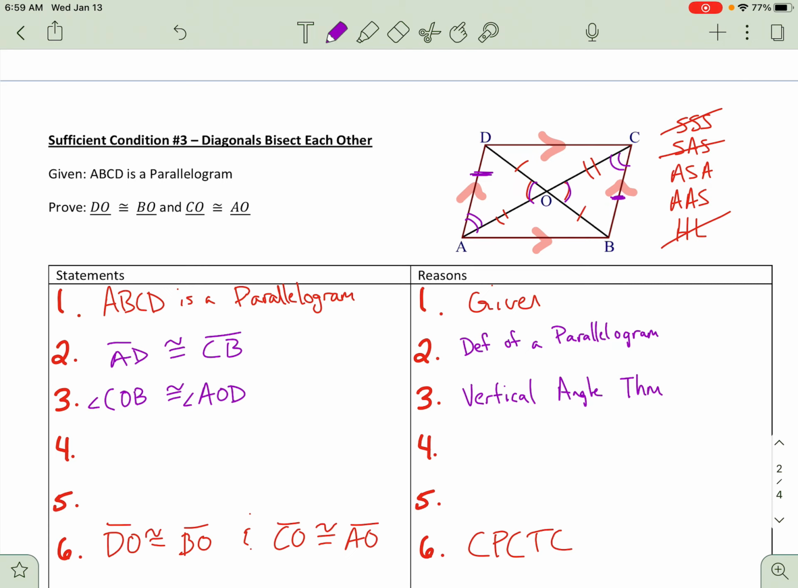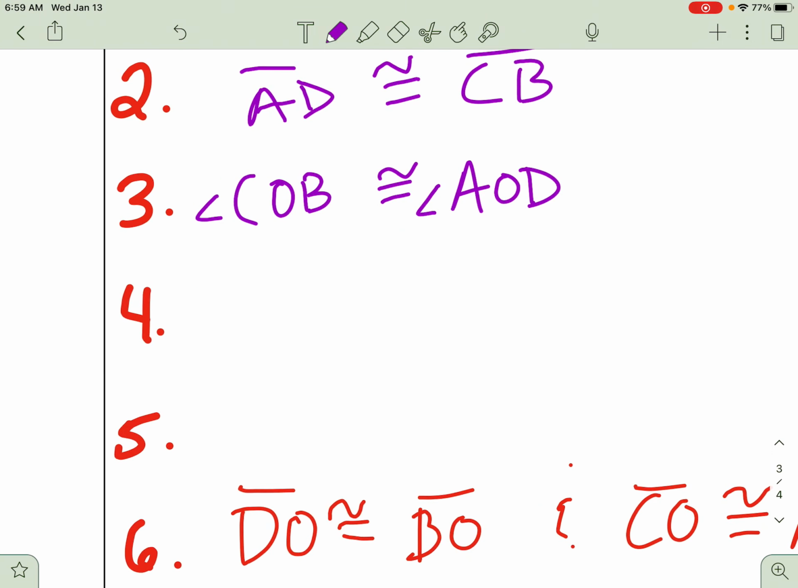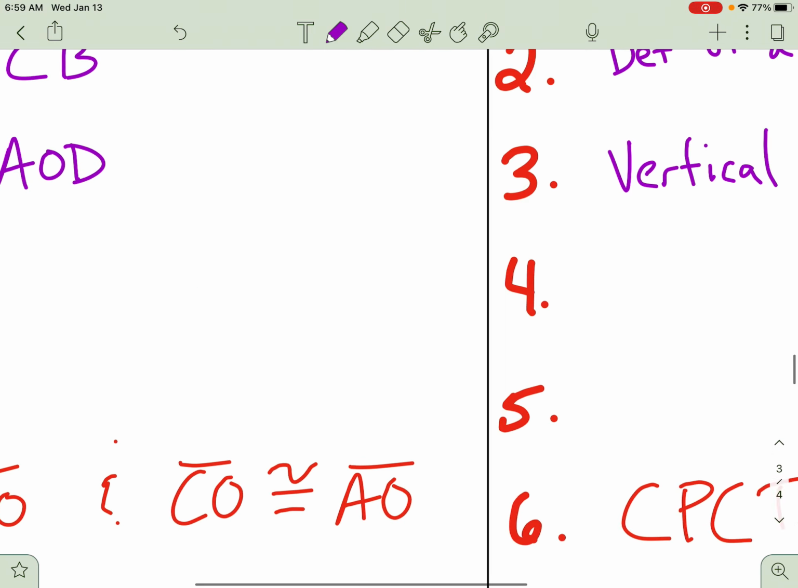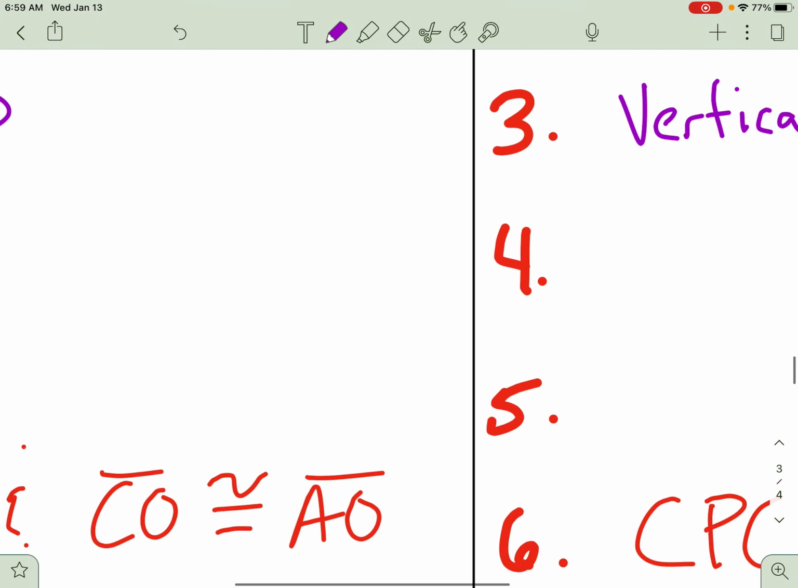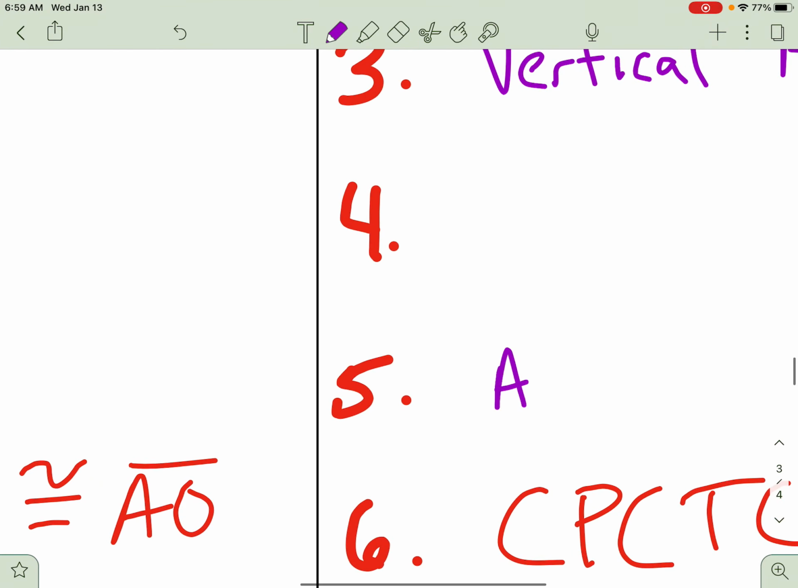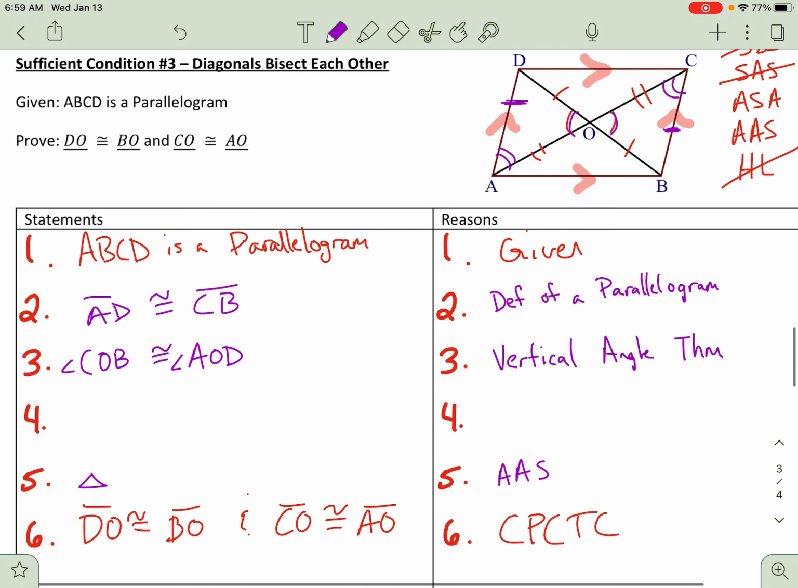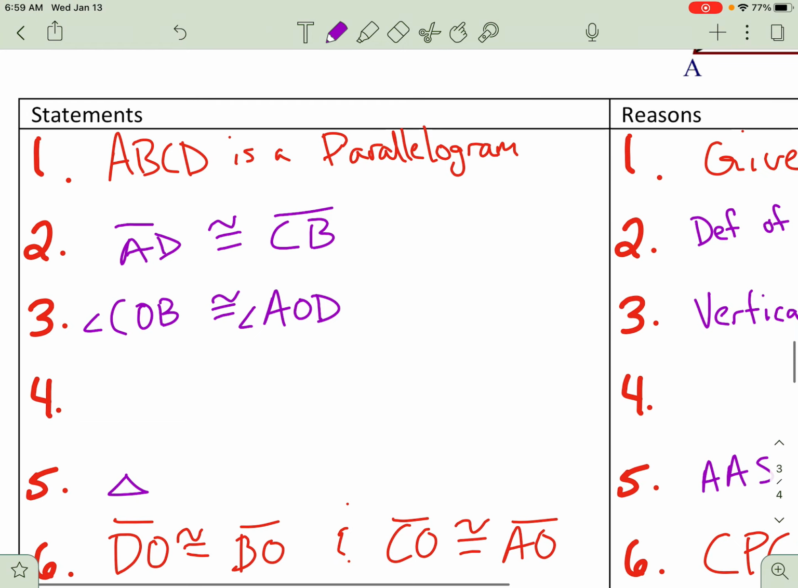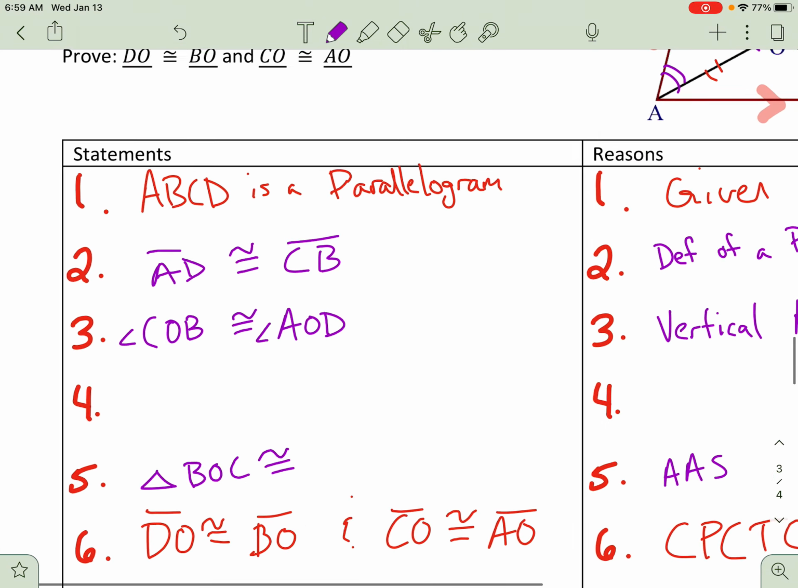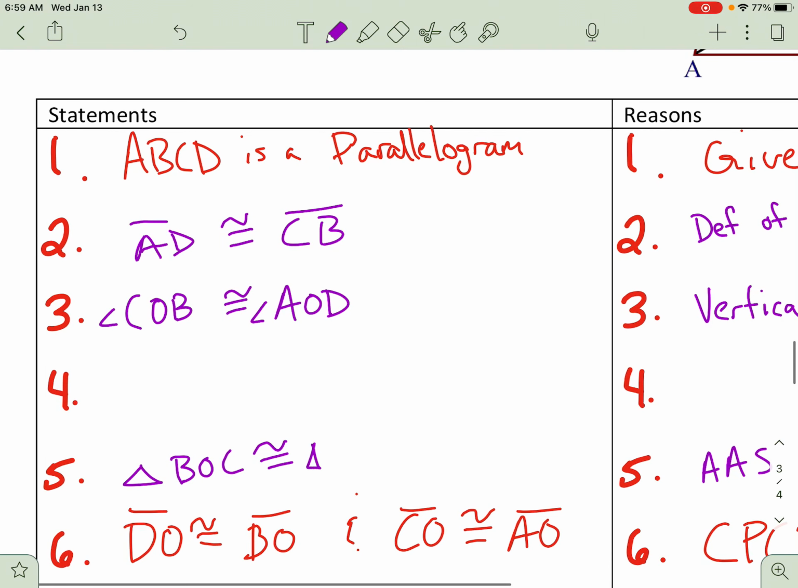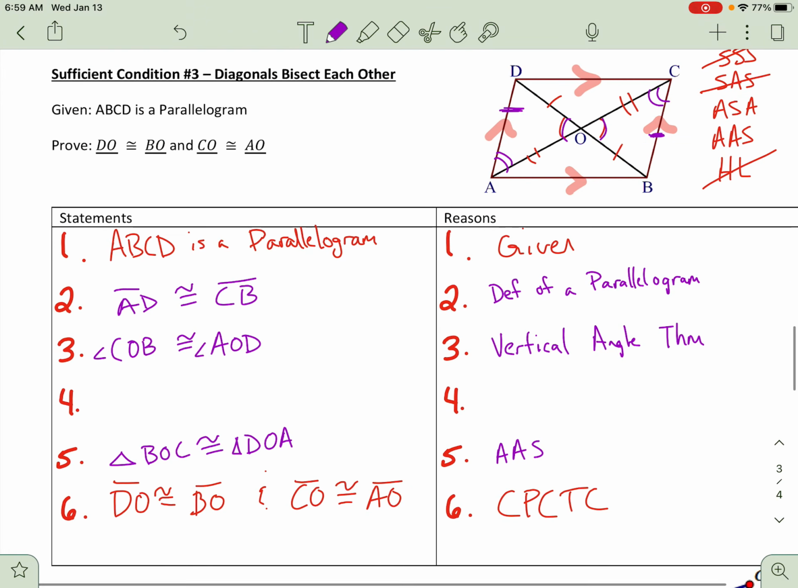And then 4 and 5, let's see here. We know that 5 is going to be the triangle, and we got 2 already done. And we know we're going to use angle, angle, side. So it's going to be triangle BOC is congruent to DAO, or backwards, either way, or DOA. Either way works. AOD, COB, you could have done the same things before.